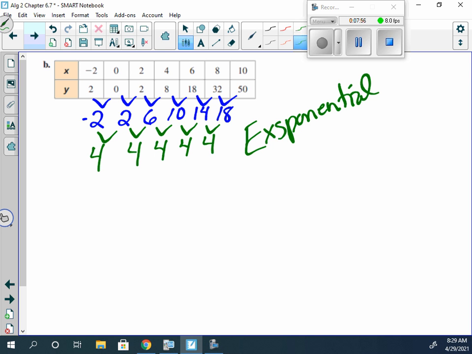Well, this is not an exponential, sorry. This would be considered a quadratic. Because if the difference of the difference is the exact same, then it's considered to be a quadratic function. Now, we'd have to do some more calculations to see exactly what kind of quadratic we would have. But this is definitely a quadratic function.